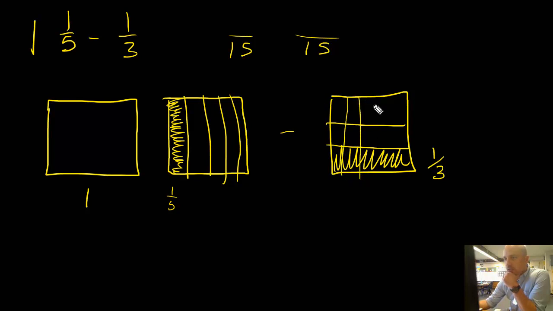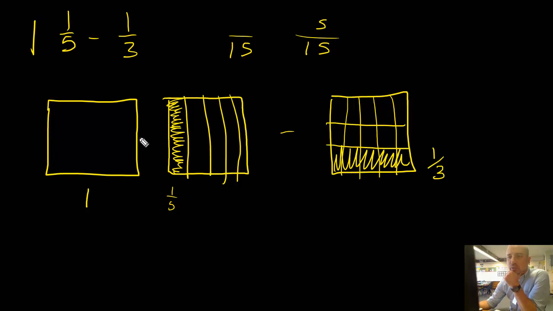1, 2, 3, 4, right? And so now I have 5. 1, 2, 3, 4, 5. I have 5 times 3, right? So I do have 15ths here. And I have one whole row of them. 1, 2, 3, 4, 5. So I'm subtracting out 5 15ths.